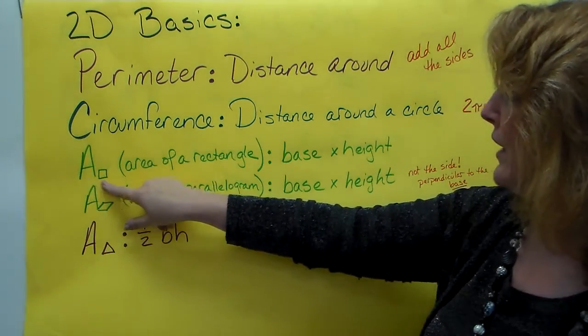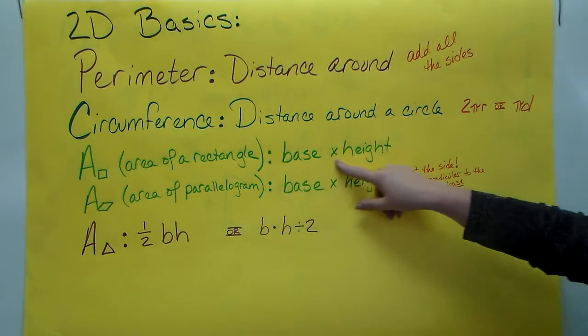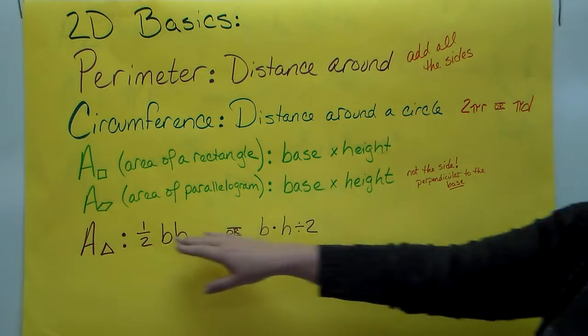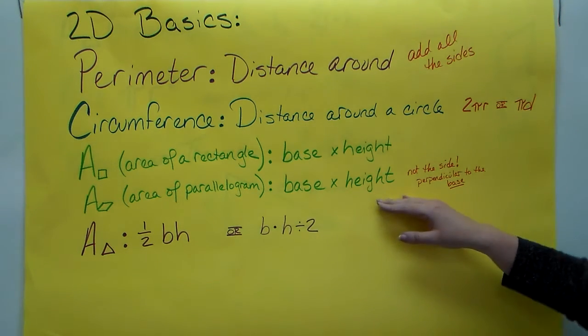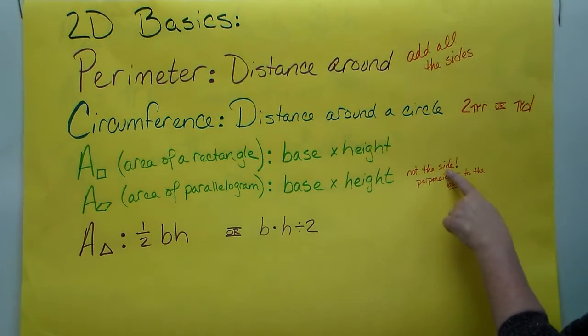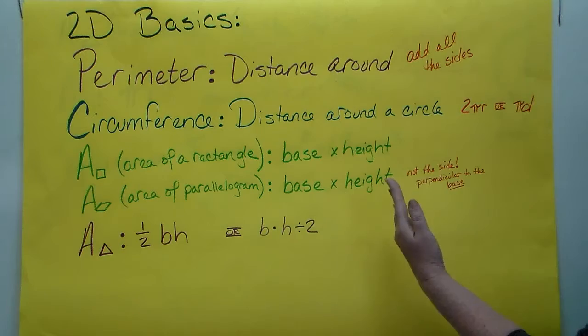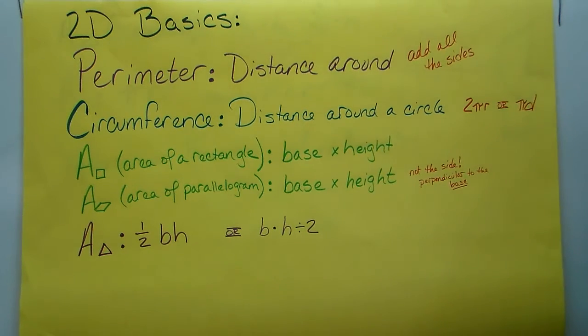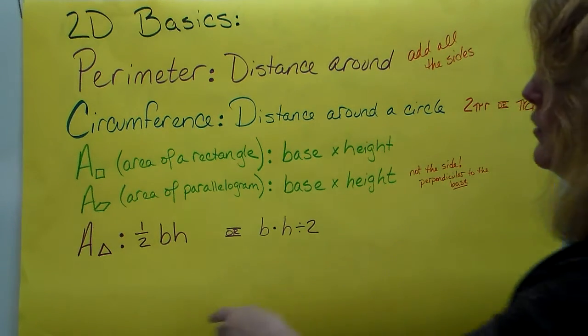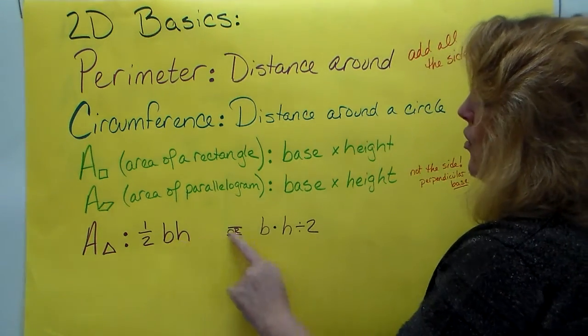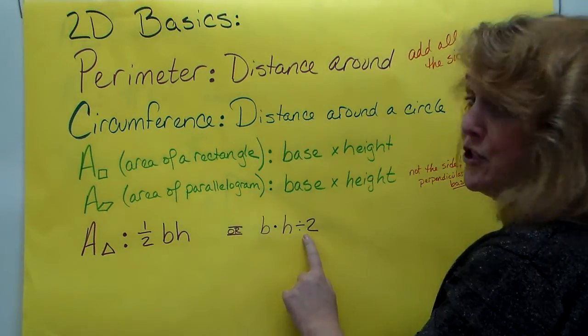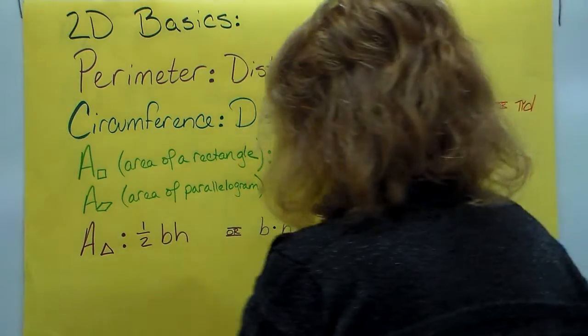Then you've got the area of a rectangle. That's base times height. And then the area of a parallelogram, also base times height, but remember, it's not the side of the parallelogram, it's the part that's perpendicular to the base. Then we have the area of a triangle, which is 1/2 base times height, or base times height divided by 2, whichever one you're more comfortable with.